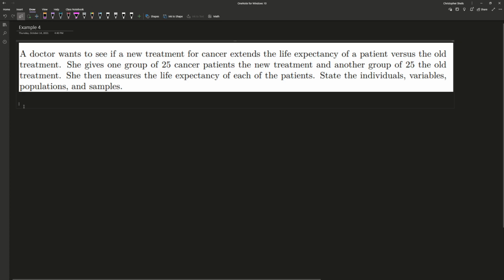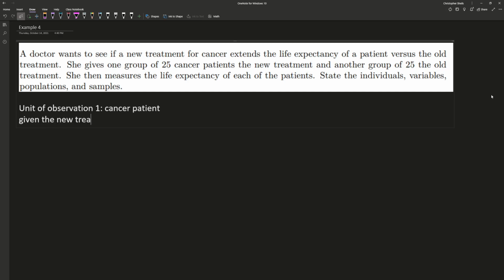So let's increase our text size to 36. Again, when it says state the individuals, we're really looking at stating the units of observation. We have two of them in this case. Unit of observation 1 is going to be a cancer patient that's given the new treatment. Or you could say cancer patient given the old treatment and make unit of observation 2 the other one.